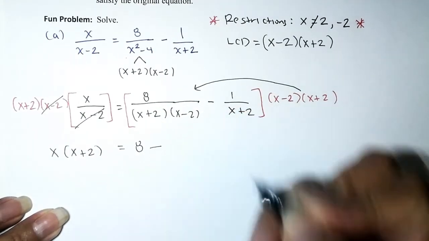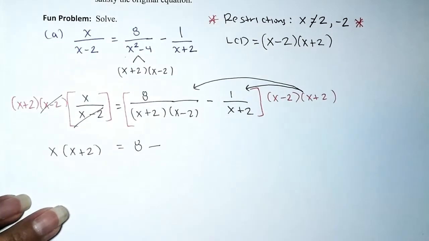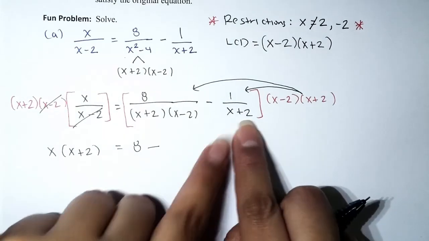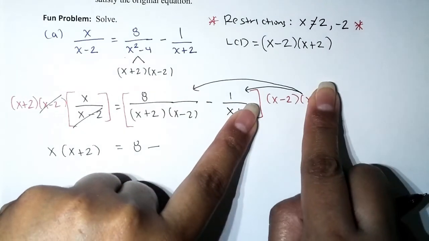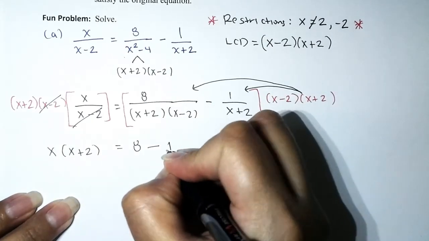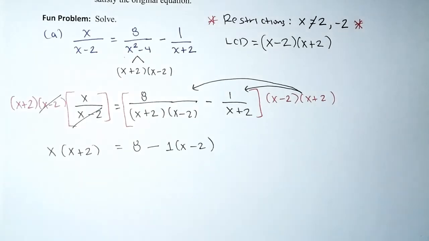Operation minus LCD times the next rational expression. Remember, we're trying to wipe out the fraction, so the x plus 2 is supposed to cancel, and that will leave us just with x minus 2 times 1. Do you need the 1? No, I just do it for dramatic effect. So at this point, I'm like, oh yeah, we did it. Cool, fractions are gone.